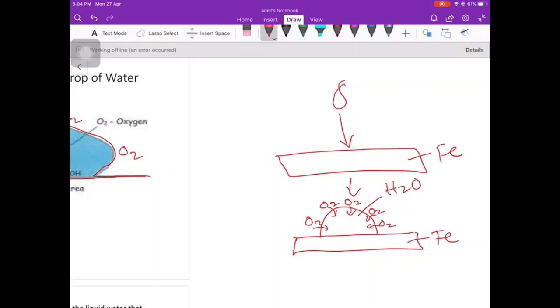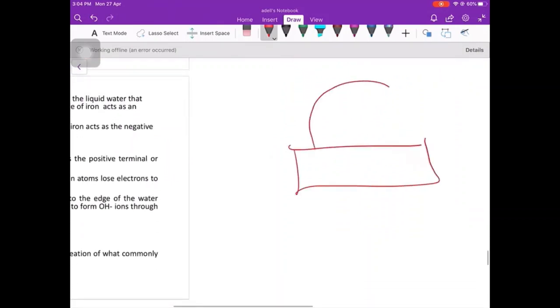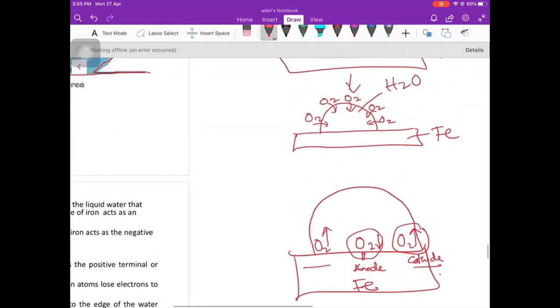Okay, so the oxygen is already in the water, and it will create a difference in the concentration of dissolved oxygen. At the middle, the O2 present is less than at the edges. Oxygen at the edges is higher than at the middle. So this is ferrum. The middle will be the anode, and the edge will be the cathode, either this side or this side. More oxygen, cathode. Less oxygen is anode.